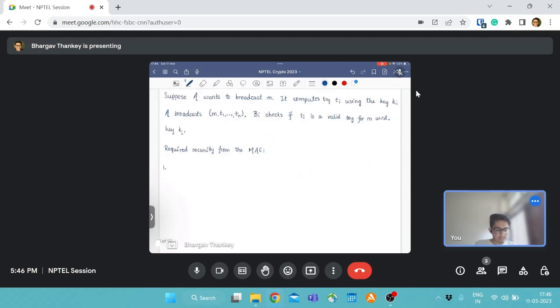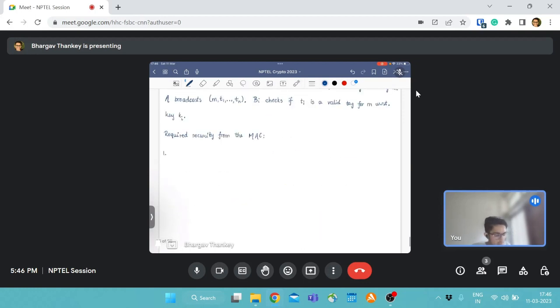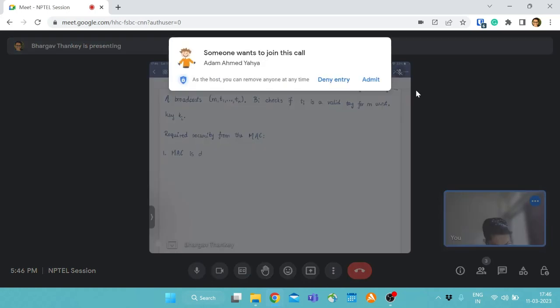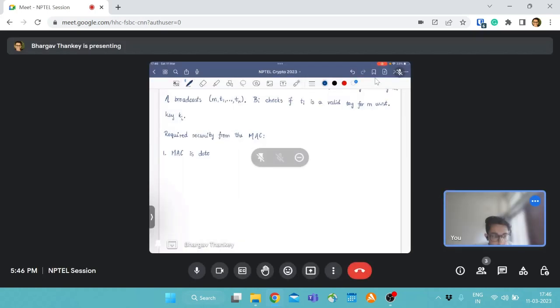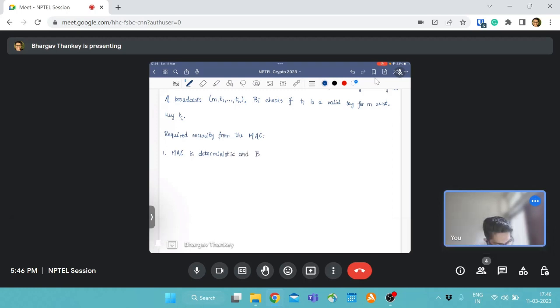So we send this message to everyone, but we also need some security property from the MAC, right? For example, over here we have three options: CMA, SCMA, information theoretic. So the first case is that the MAC is deterministic, and B1 to Bn are PPT adversaries. In this case, would CMA work, would SCMA work, or would we need information theoretic security?